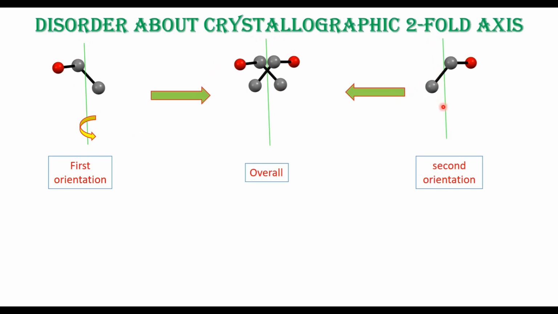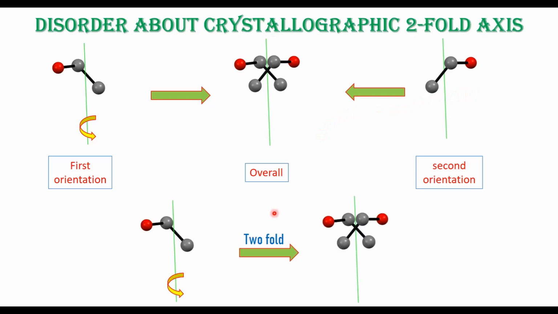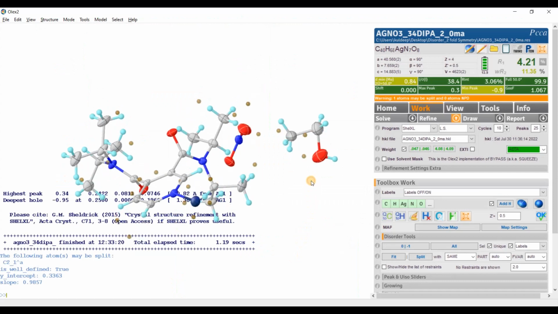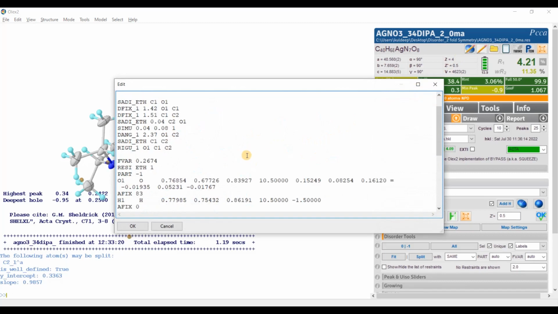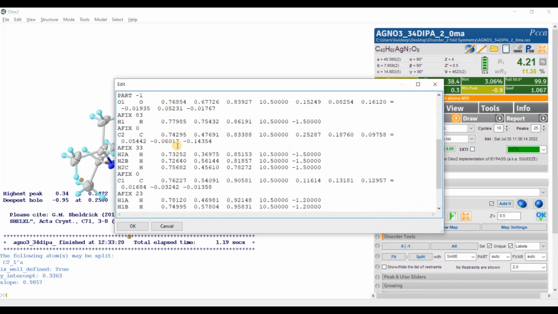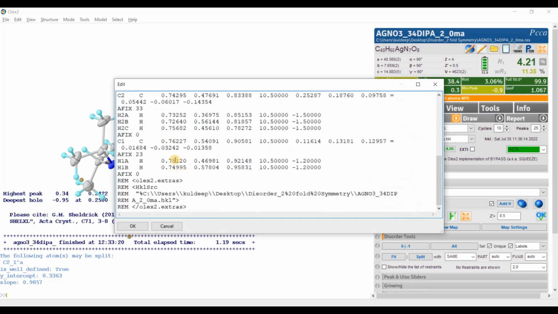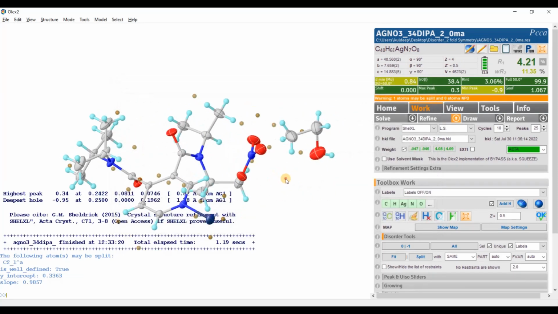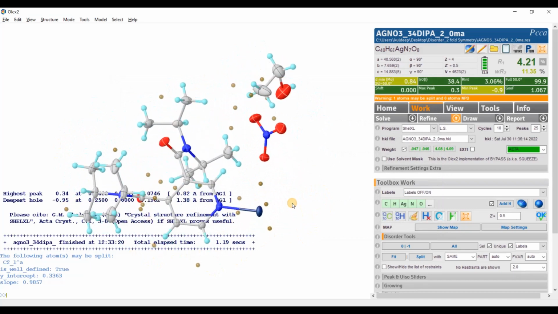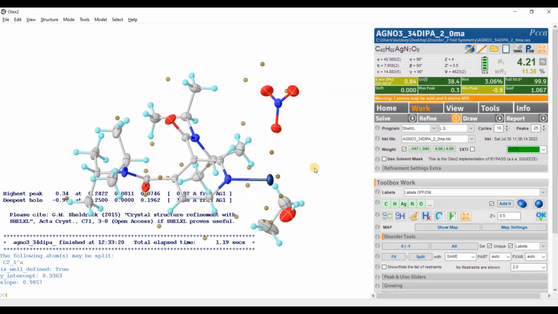So in this case the atoms are quite close to the special position. They are not exactly on the special position. And the overall effect is like this. The two-fold axis is generating the second orientation of the ethanol molecule. So now if you look at the coordinates of these atoms here, you can see none of the molecule is lying on the special position. They are quite close to the special position. And of course, if I press this button, it will compact the molecule.